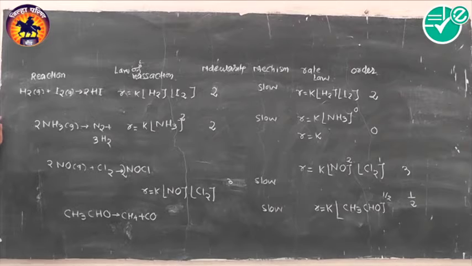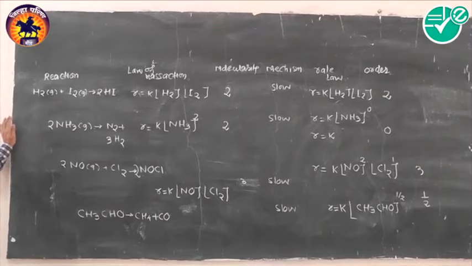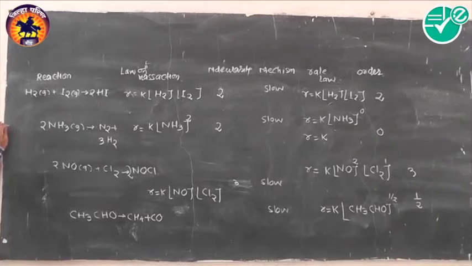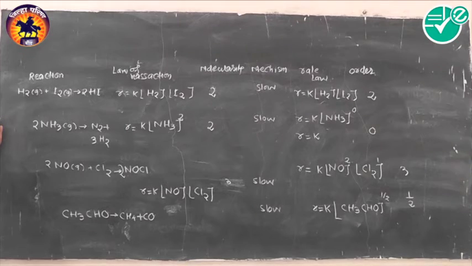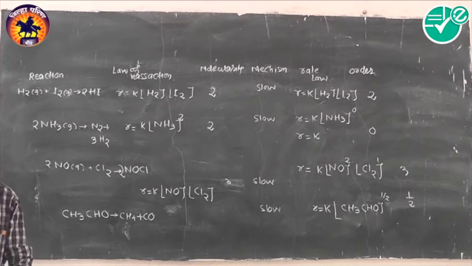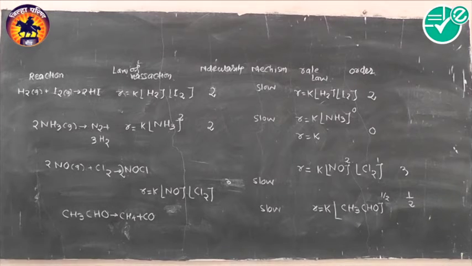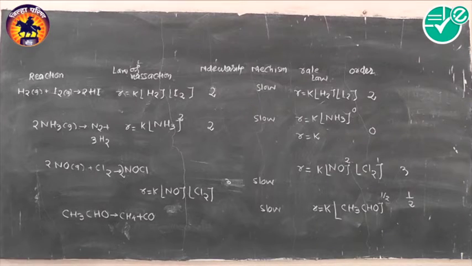And for complex reactions, molecularity is given for elementary steps, and the molecularity of the slowest step is the same as the order of the reaction. Order is possible for complex reactions as well as elementary reactions. So this is the difference between these two. Now we are having reactions of different order: first order, second order, zero order, fraction order.